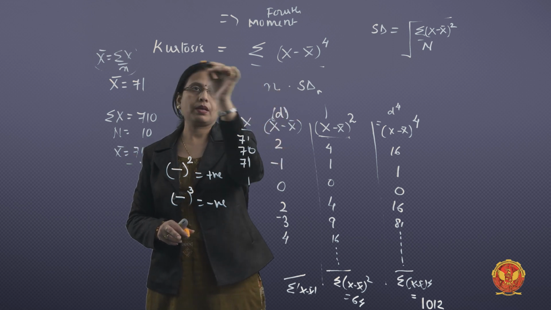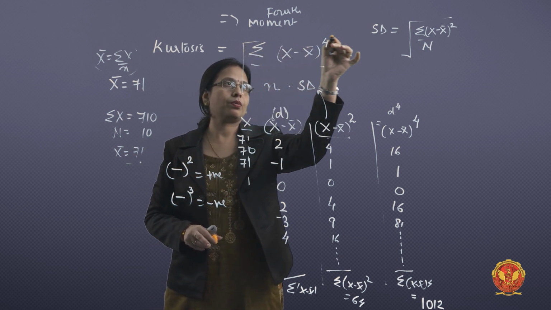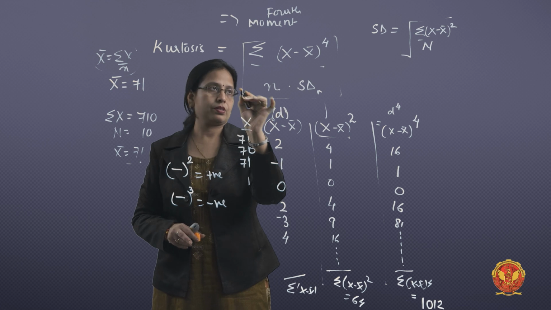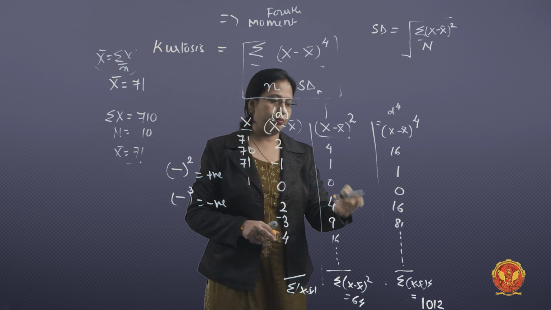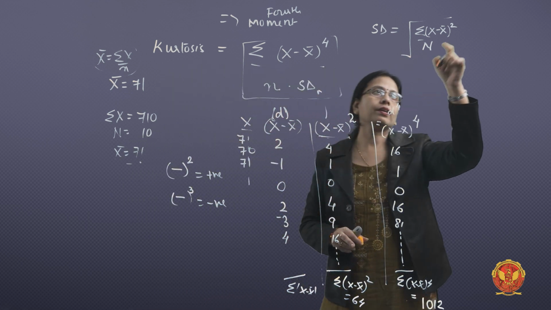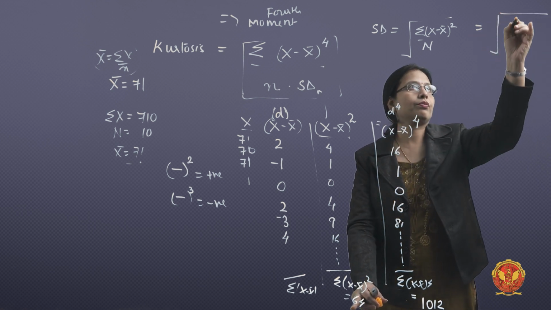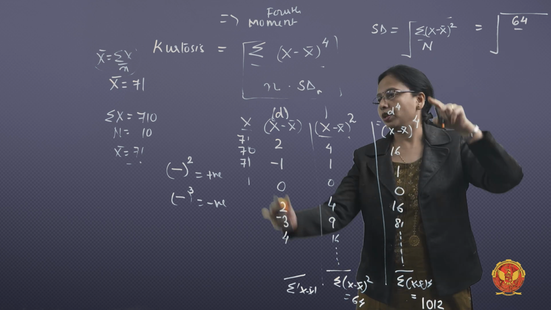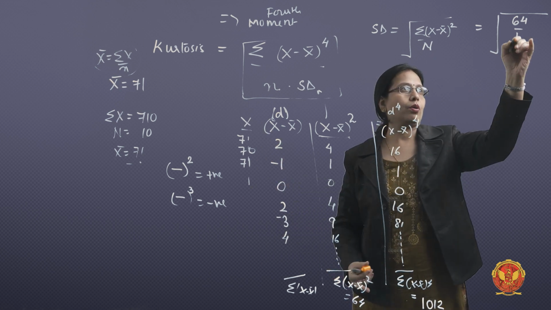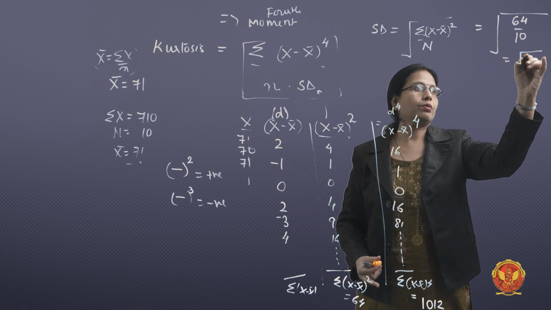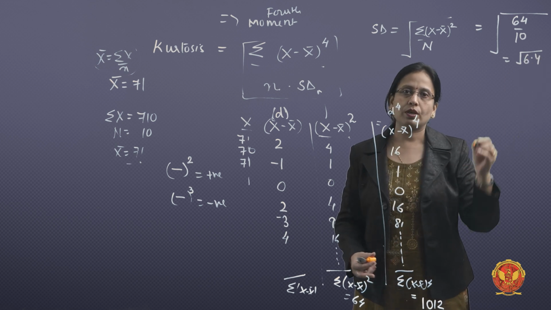Look at here. This is my kurtosis formula. I'm going to put it over here and will calculate kurtosis. So either I can place it directly or I can calculate the standard deviation first. So let me calculate, put this value 64 divided by n. How many observations are there? There are 10 observations. So I get under root 6.4. So what is the standard deviation?